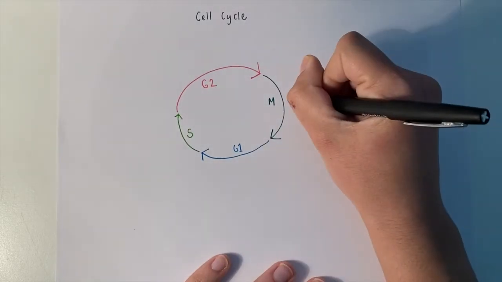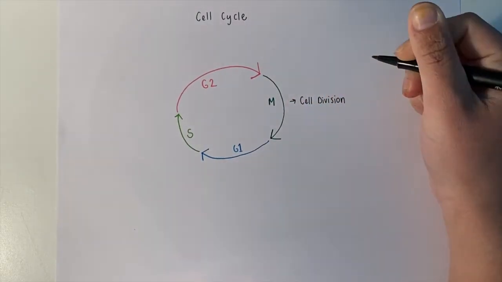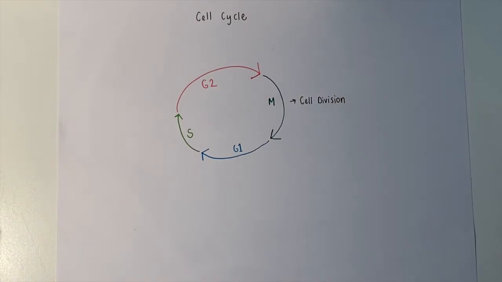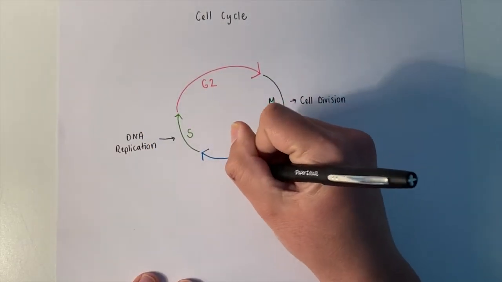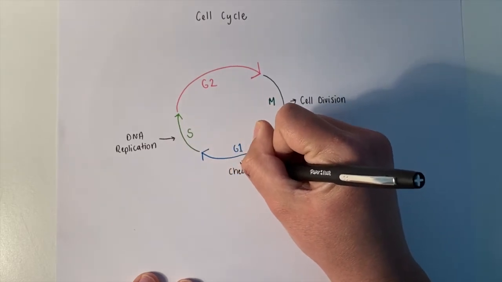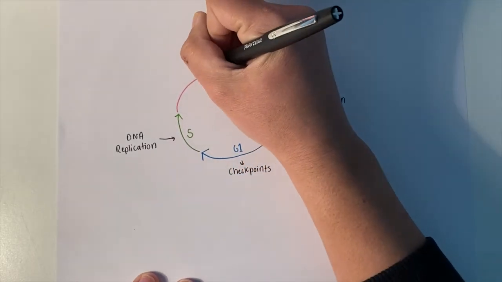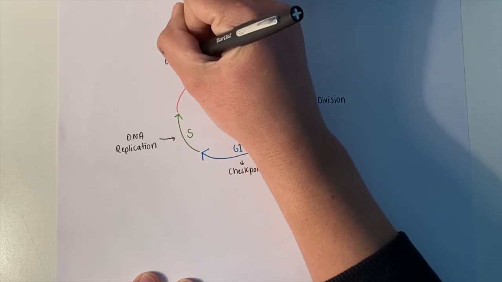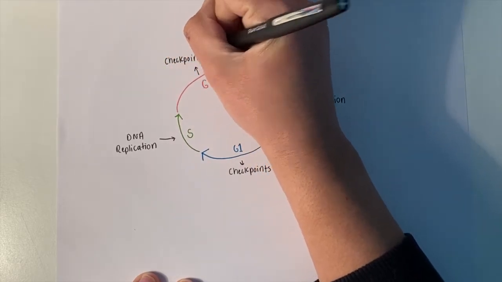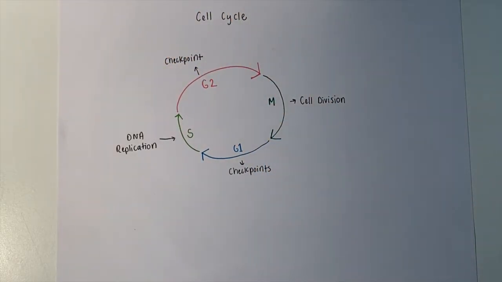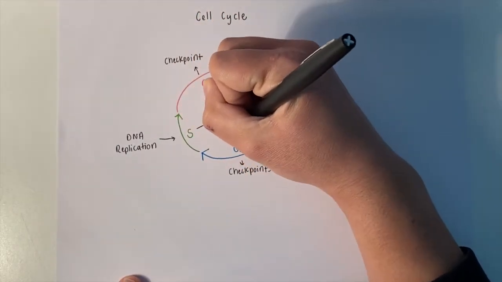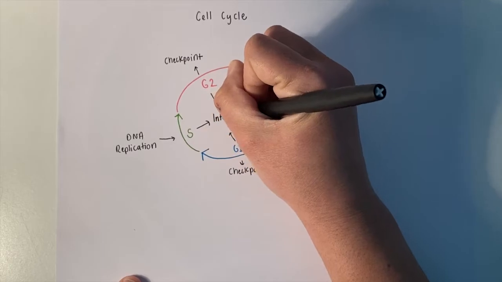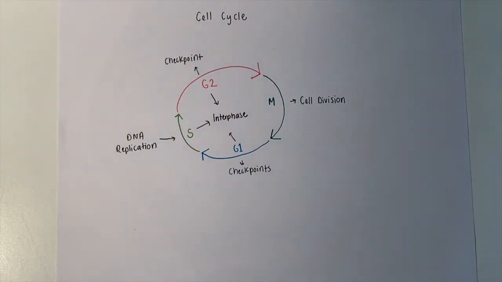M phase is when cell division occurs, or mitosis. S phase is when DNA replication occurs. G1 and G2 are checkpoints that the cell uses to run diagnostics. This occurs to make sure the cell cycle is going right. Interphase is comprised of stages G1, S, and G2. This is when preparation for mitosis occurs.